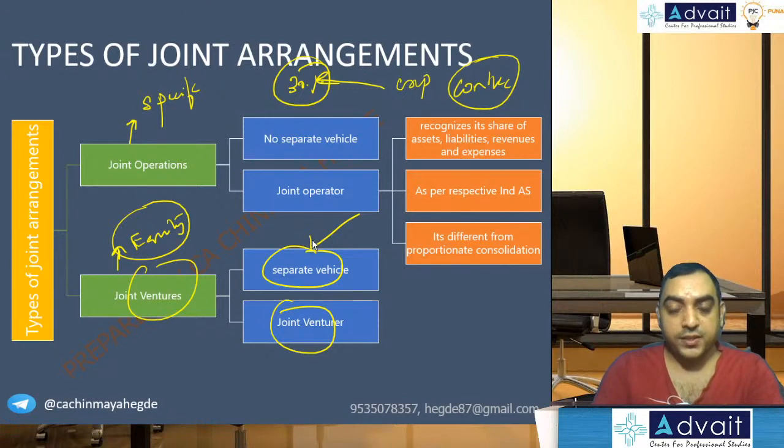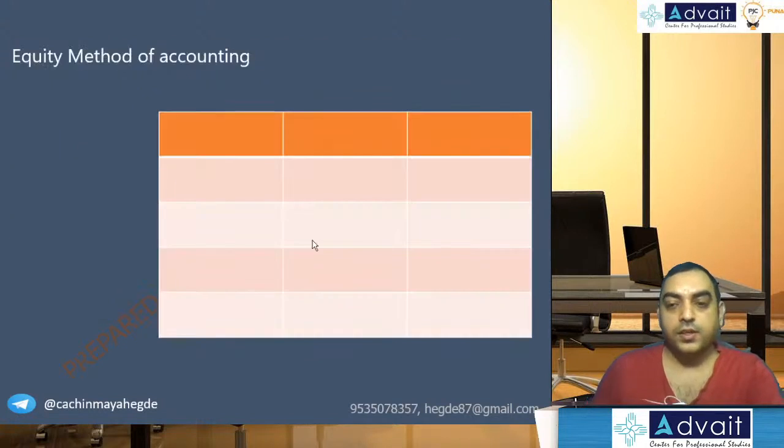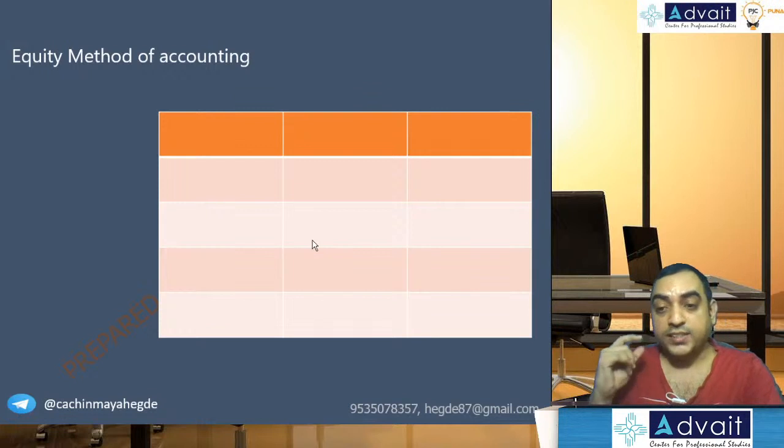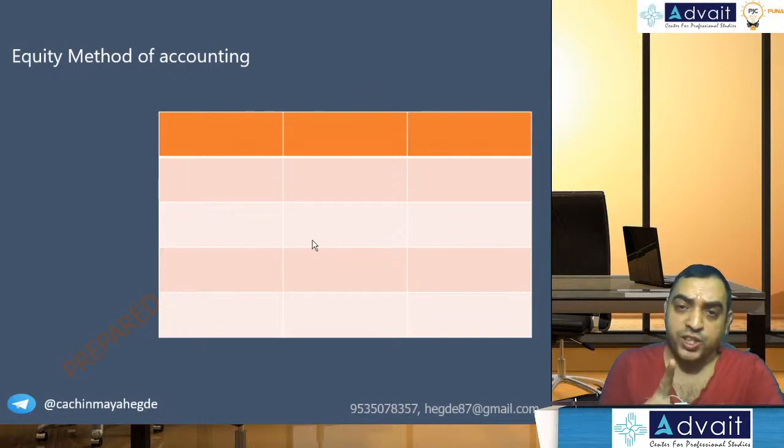Okay, let's go further. Let's go for the equity method of accounting. How does it work? It is applicable for joint venture, a separate entity, as well as applicable for investment in associates.